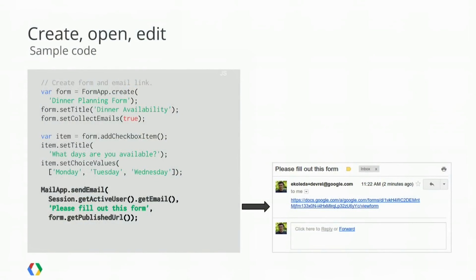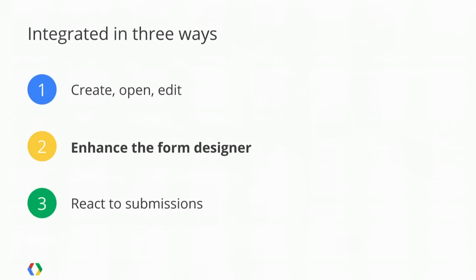Moving on, setting values. Monday, Tuesday, Wednesday are the days I can go to dinner. We're not going to dinner when I can't go because I'm organizing this. And finally, sending it over to the team is really easy using the MailApp. And just a couple of lines, we've sent out a script. All right, so that's creating, opening, and editing.